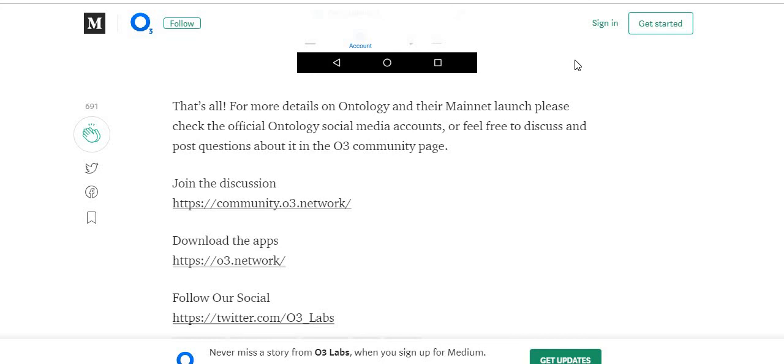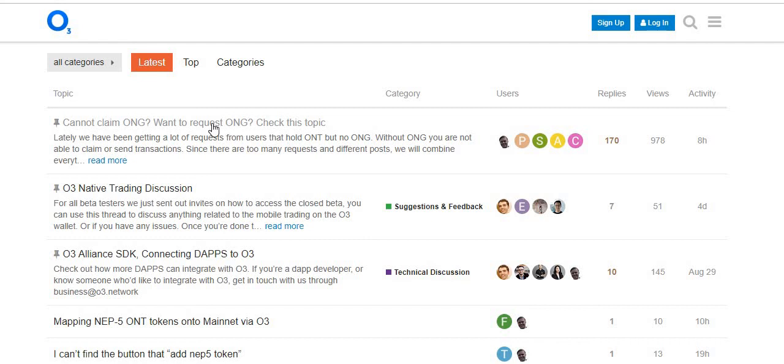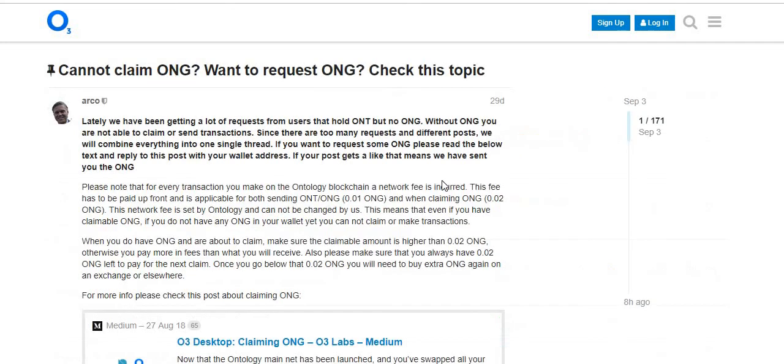So then I came over here and found the 03 supports the ontology token swap. This also was in a Medium article. And then I found this, a link to the community.03 network. So I'm going to put that link in the description box, and that's going to take you here. And you can see the very first thread with 170 replies, 978 views. Is cannot claim ONG, want to request ONG, check this topic. So when you click on that, it comes to this thread, and this is where it's really super cool.